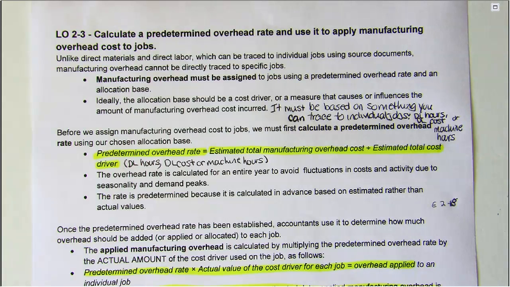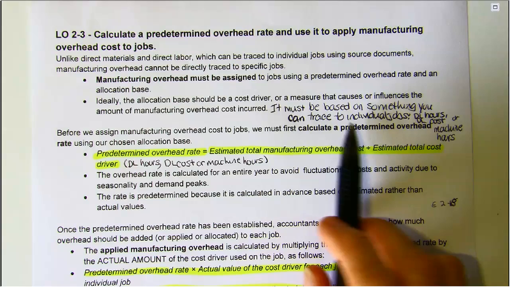And the other reason is that total actual overhead is not known until the end of the year. And therefore, we wouldn't be able to cost any products if we waited until the end of the year. You wouldn't be able to assign a good sales price to be able to cover costs. So what we have to do is estimate how much total manufacturing overhead we will incur during the year. And then we're going to have to allocate that based on something that we can trace to individual jobs.